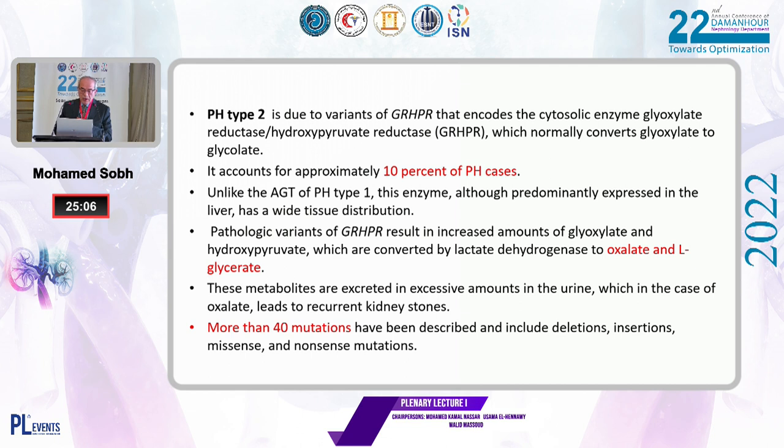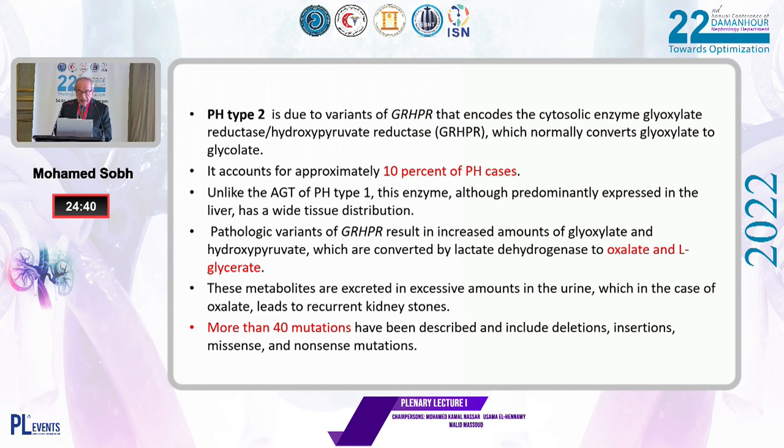of the glyoxylate reductase hydroxypyruvate reductase gene, that encodes a cytosolic enzyme. Here it is cytosolic, the other is in the peroxisome. The cytosolic enzyme, glyoxylate reductase hydroxypyruvate reductase, normally converts glyoxylate to glycolate. It accounts for approximately 10% of cases.